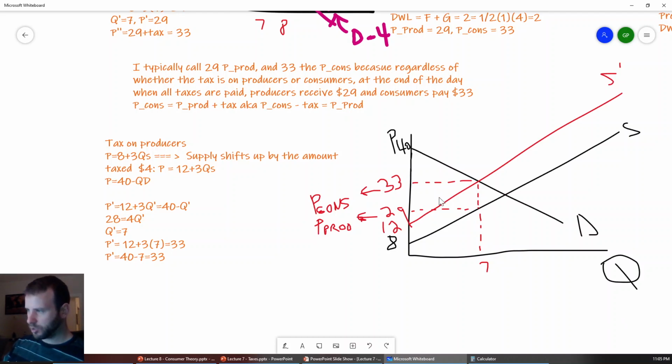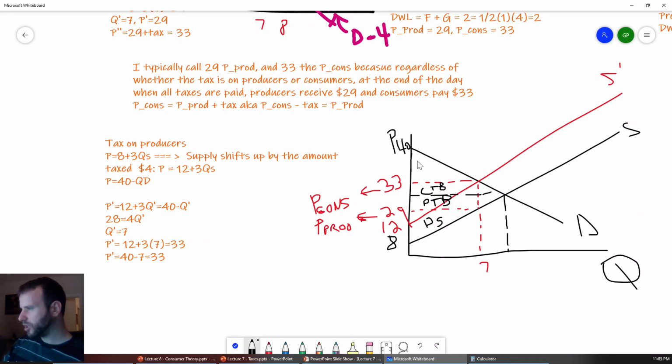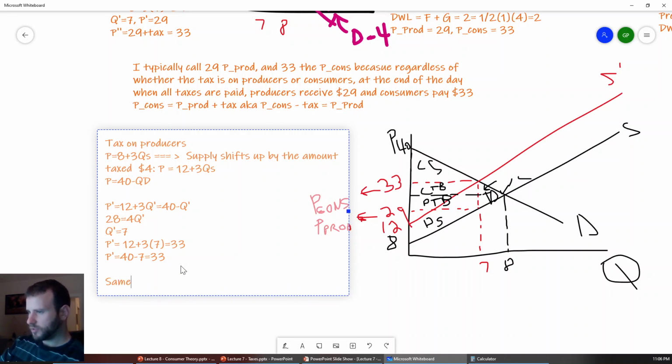If we were to cut this graph a little more precisely, this is going to still be your producer surplus. This is your producer tax burden. This is your consumer tax burden. And they're all going to have the same exact coordinates. This is your consumer surplus. And this is your deadweight loss in this triangle here. Your deadweight loss is going to be this triangle, or these two triangles, depending on how you conceive it, between the 7 and the 8 over here. So it's the same exact graph. Same exact picture, just supply shifted instead of demand.